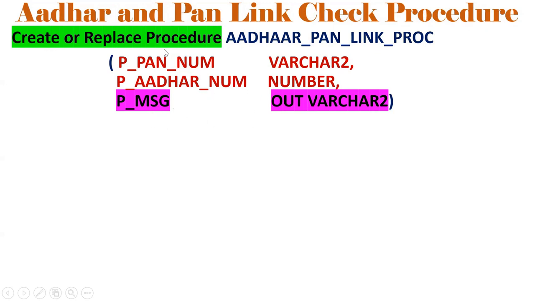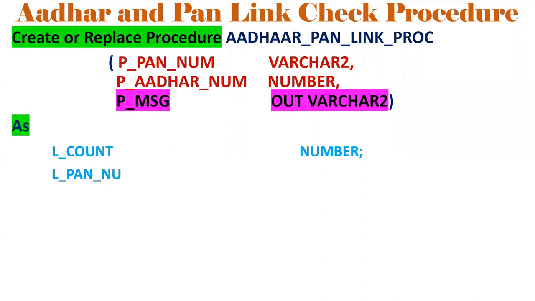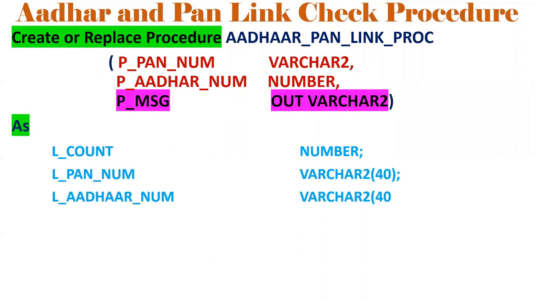One more time: the PAN number is entered by the user and the Aadhaar number is also entered by the user. We need to do some validations, and based on that validation, we need to give an error message or proper message to the user using the out parameter: 2 input parameters and 1 output parameter. Now some local variables: L count, L PAN name, L Aadhaar name.